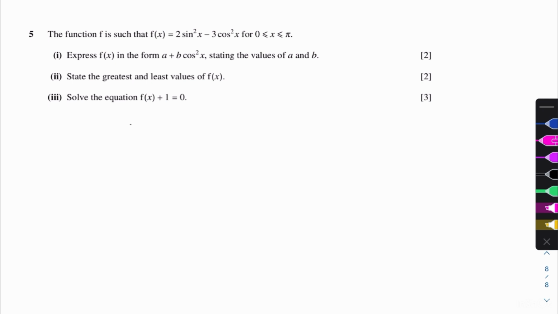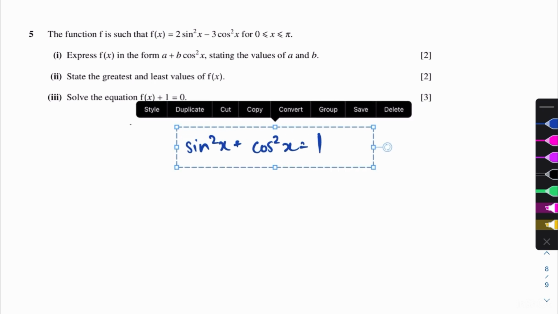Okay, now for question 5. We have a function. It's a trigonometric function. We know that because of the sine and the cos. They want us to express f(x) in the form a plus b cos squared x, stating the values of a and b. All right. So this is going to be using the formula sine squared x plus cos squared x equals 1. So we're going to be using this in some way. All right, let's give this a go.